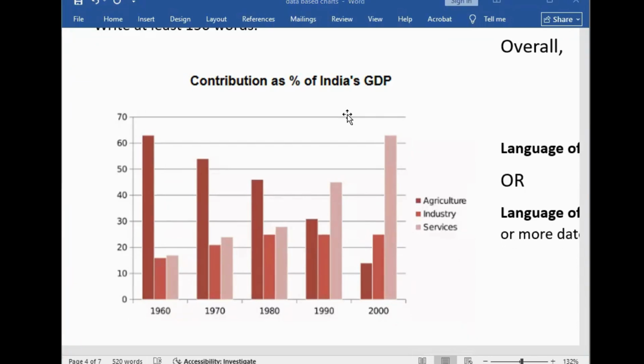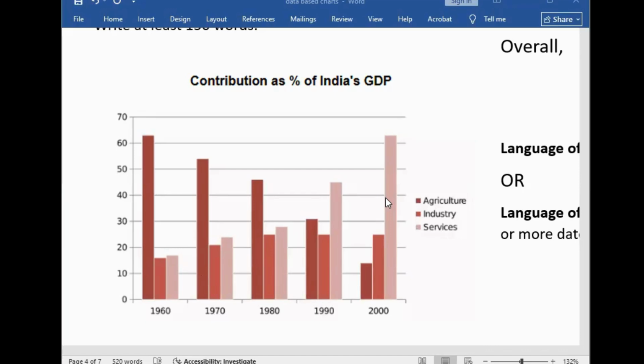Somebody says services. Okay, let's check. Services is the one with the faint color. Services in 1960 was about 17%. In 1970, it increased to 23%. That's correct. In 1980, it increased further to 28%. In 1990, it increased to 40 something. Very good. You are correct. The contribution of the services sector increased.